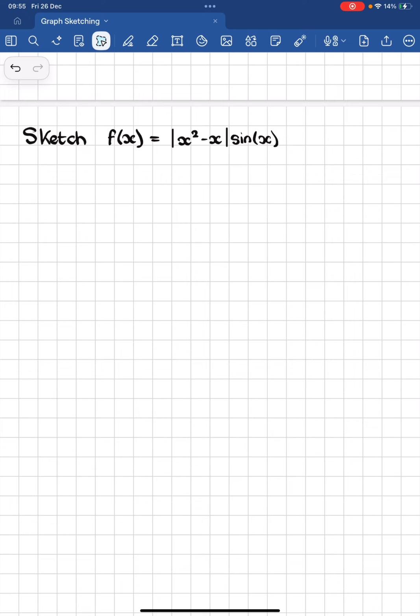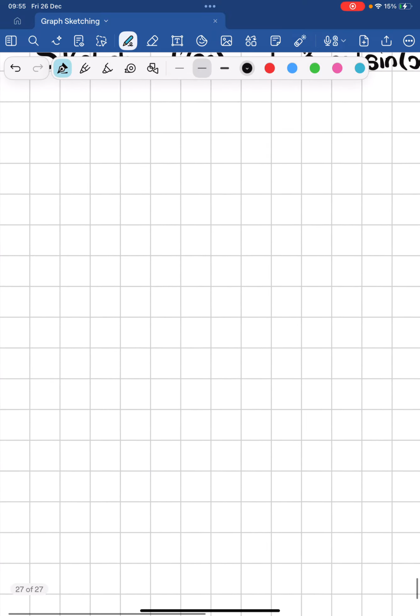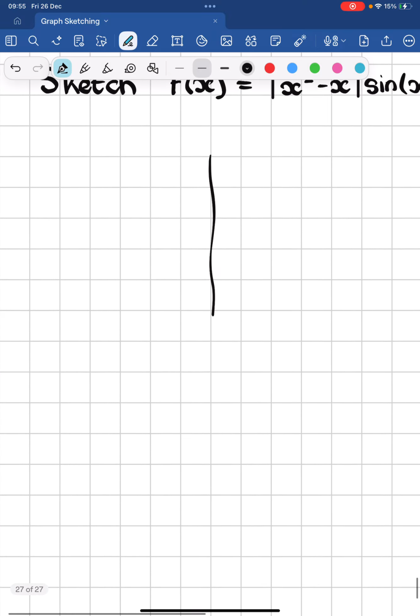We need to sketch f of x, which is equal to mod x squared minus x multiplied by sine x. Well, we've got a product of two functions, with our functions being mod x squared minus x and sine x. So the first thing we should do is sketch each function separately. So we've got mod x squared minus x.